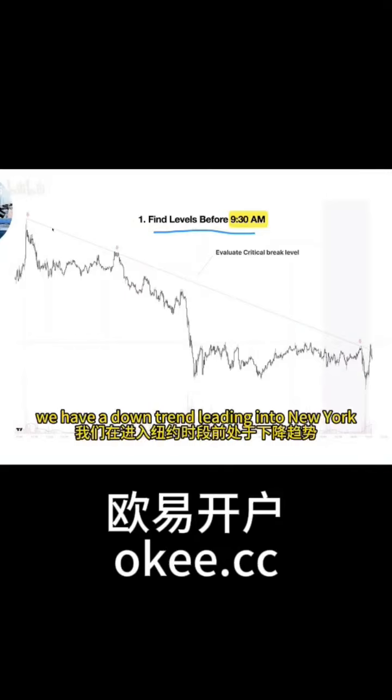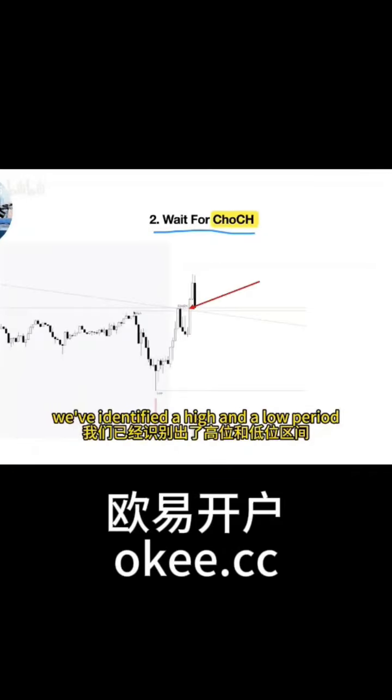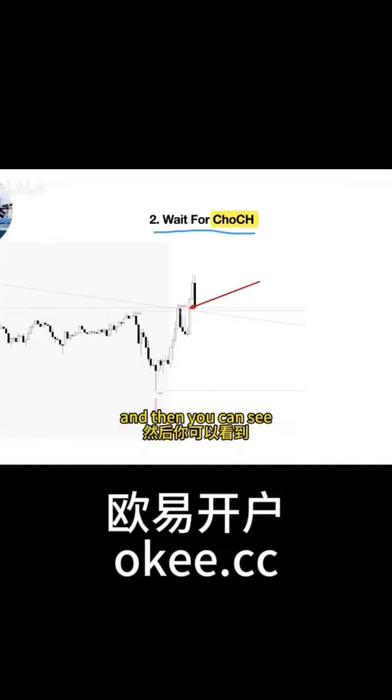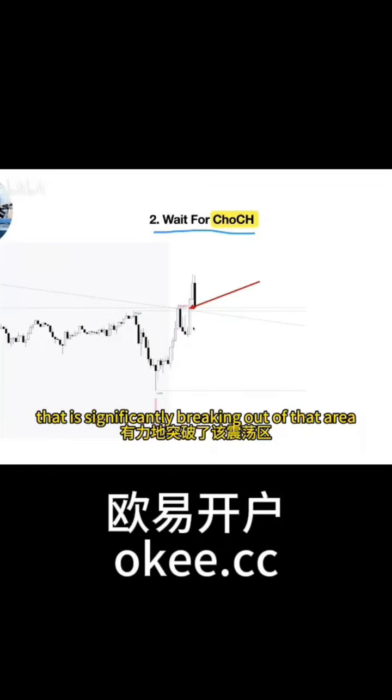So in this example, we have a downtrend leading into New York, and this will work in both directions. We've identified a high and a low period, and then you can see we have a candle here that is significantly breaking out of that area.